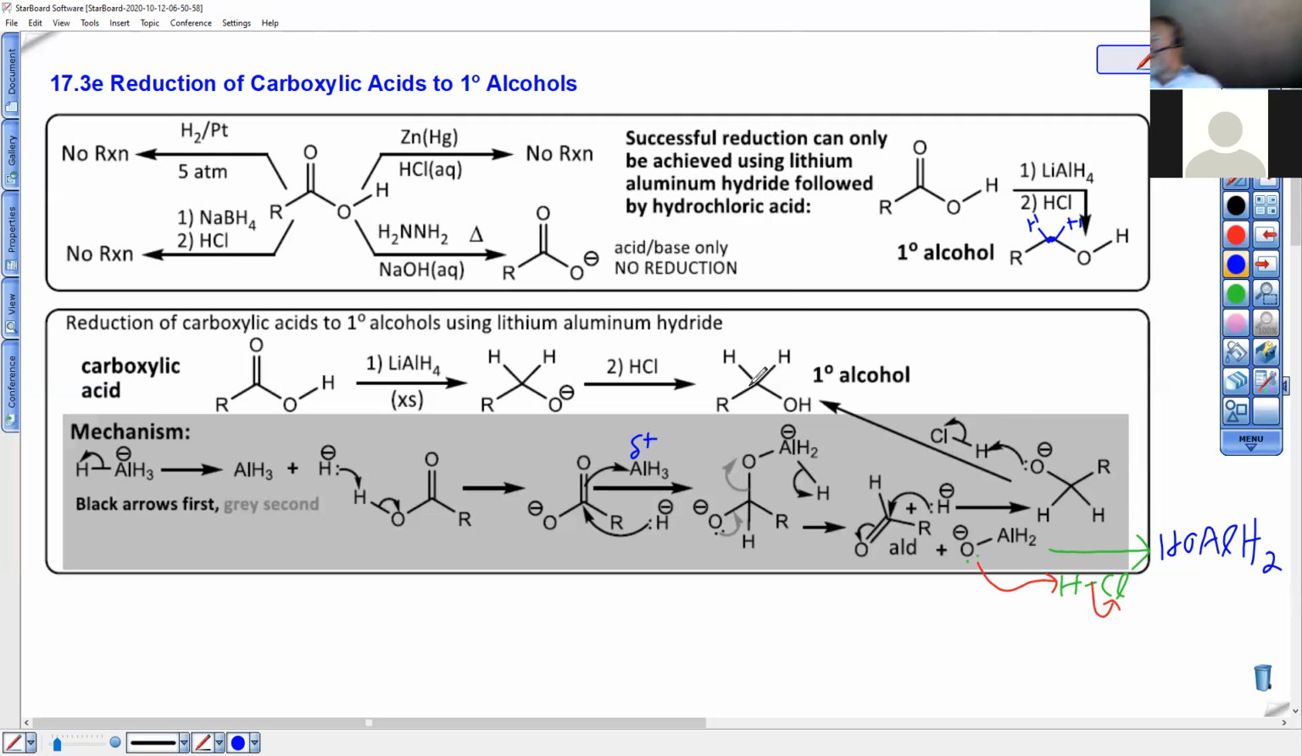Why is it a primary alcohol? Well, I'm going to argue it doesn't have to be primary alcohol. If R was an H here, I'm going to write down unless R equals H. If R is equal to H, you have methyl alcohol, which is less than primary. All other alcohols will be primary, except for that one exception.